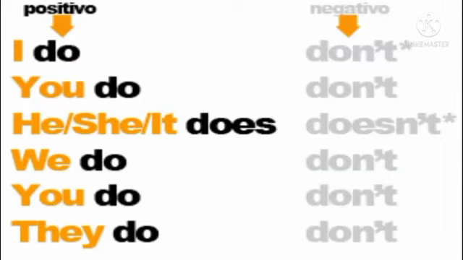Look at this. If it is a positive sentence, we use I do, you do, he does, she does, it does, we do, you do, they do. And if it is a negative sentence, it is I don't, you don't, he doesn't, she doesn't, it doesn't, we don't, you don't, they don't. Okay, so you have to be clear with that usage. Do is used for I, you, we, they, and for he, she, it we use does. Now it is clear, isn't it?